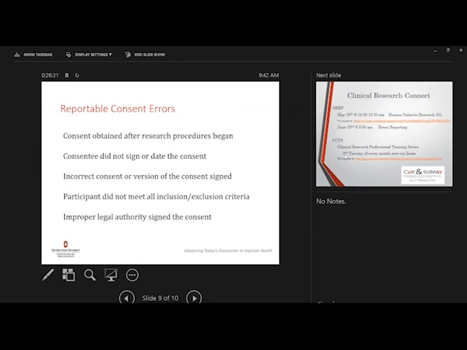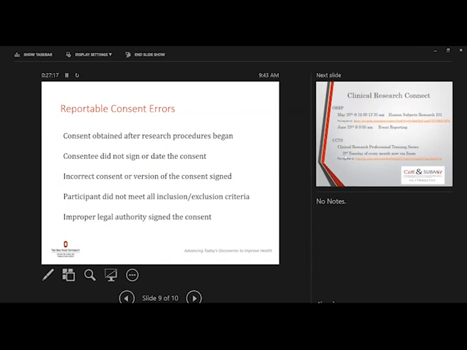A big one is if the consentee did not finish signing or dating the consent. A lot of times you want to ask the parent or the participant to also print their name, because some of the signatures, you don't know who signed it because it's unreadable. Using an incorrect consent or version of the consent, it's very important that you track that so that when you're initially consenting or at any point that you're using the correct version date. And sometimes this can be a little hard to track if you have a protocol that keeps changing. Using some type of tracking measure is sometimes really important on that.